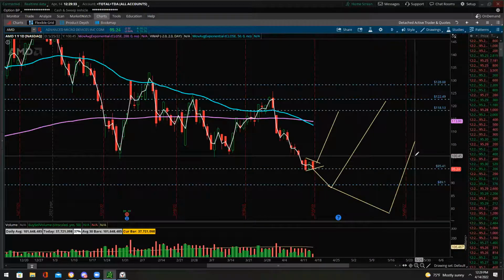But anyway, that's kind of my quick and easy spiel of how to play earnings and the importance of pretty much not swinging overnight, because you're paying more money for your contract because of the IV increase. And then when the IV decreases, it crushes your contract value.